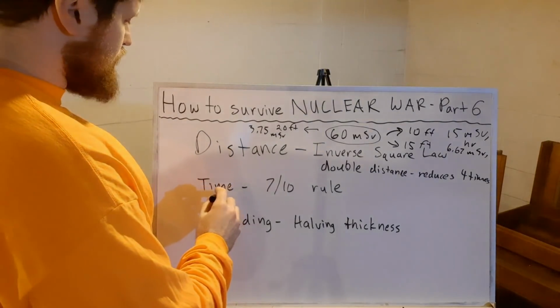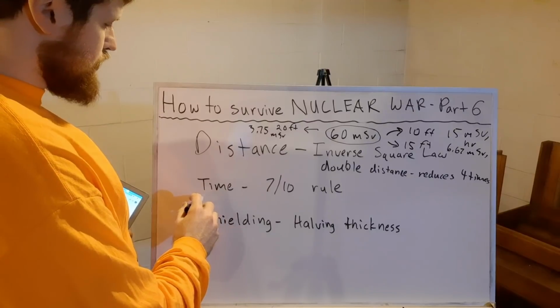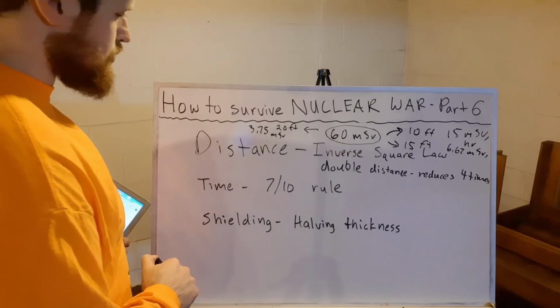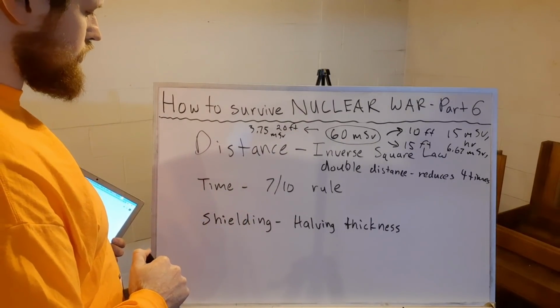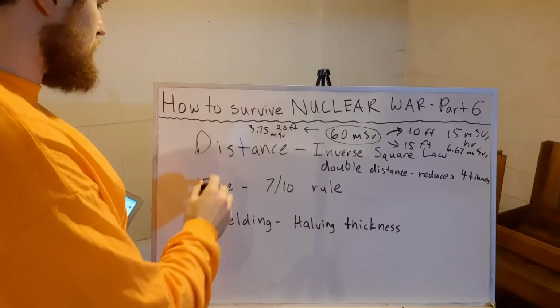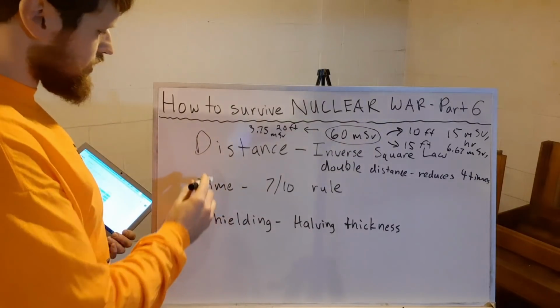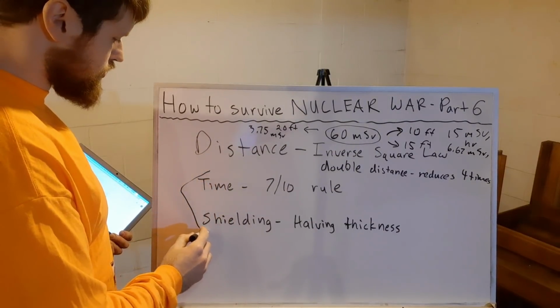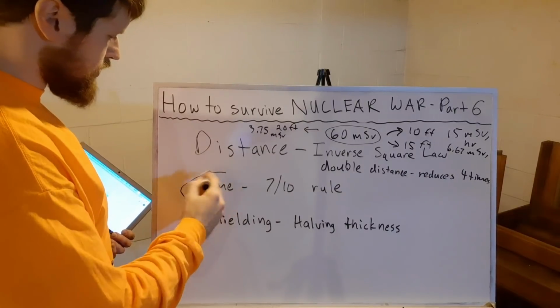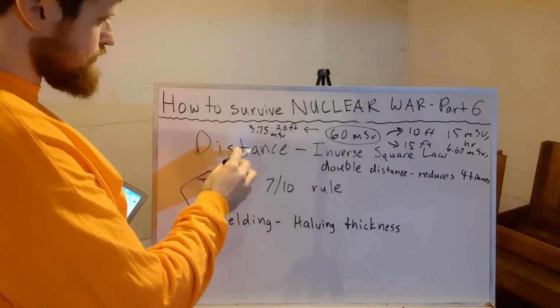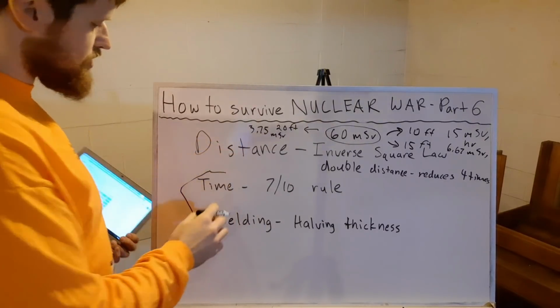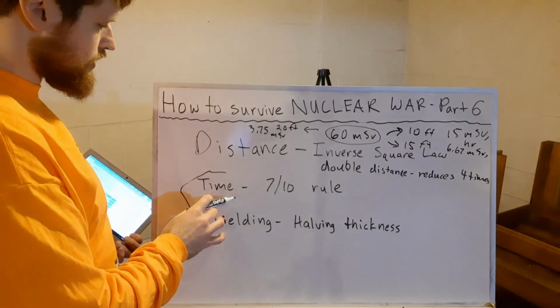Now we have time, okay? Time is probably the most important concept when it comes to nuclear war survival. Time and shielding are probably more important than distance. Time and shielding are going to be your best friends in a nuclear war, okay? Distance is important as well, but time and shielding are probably more important.